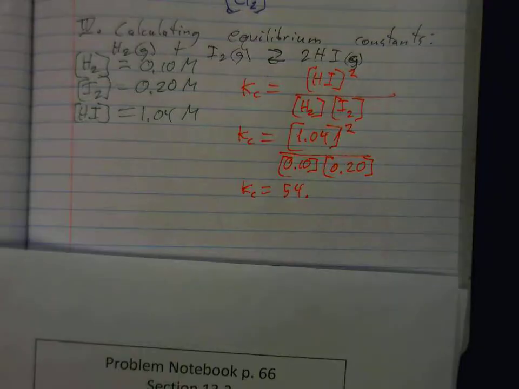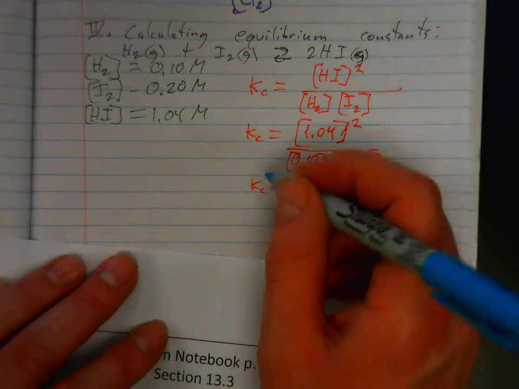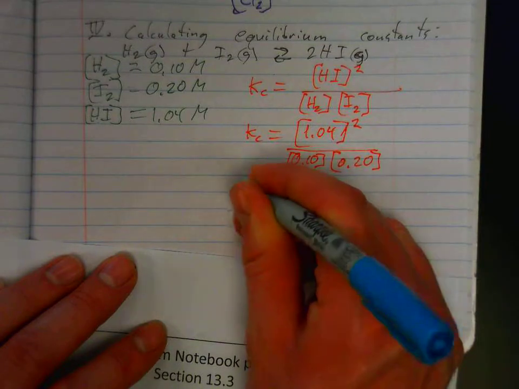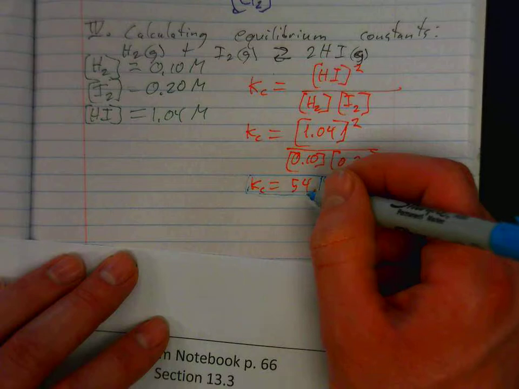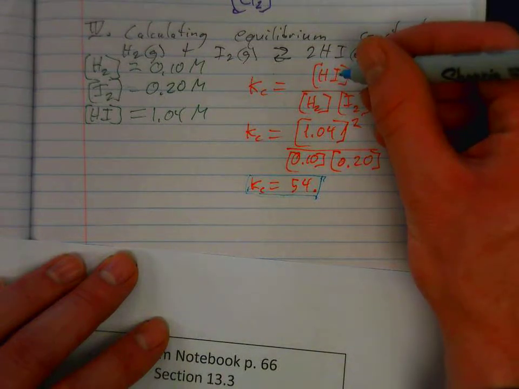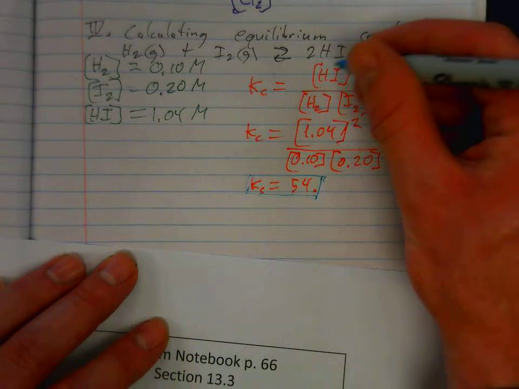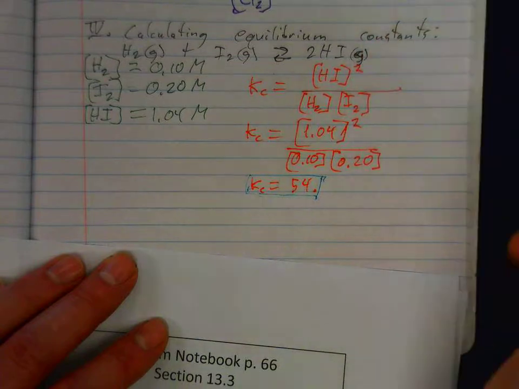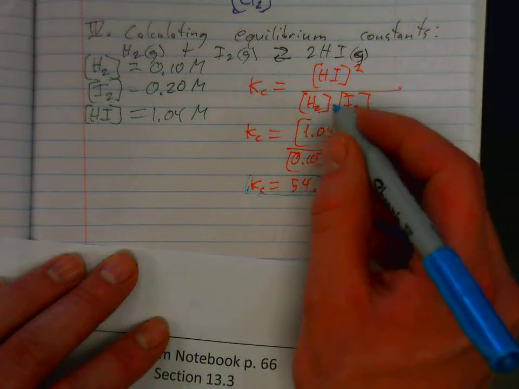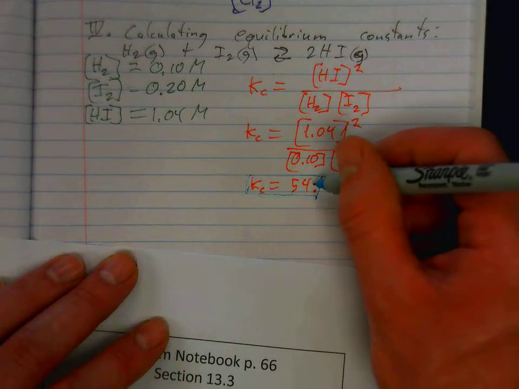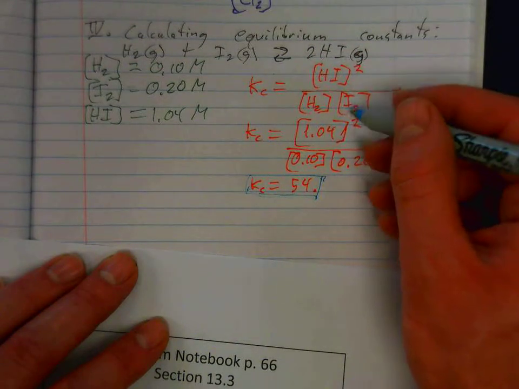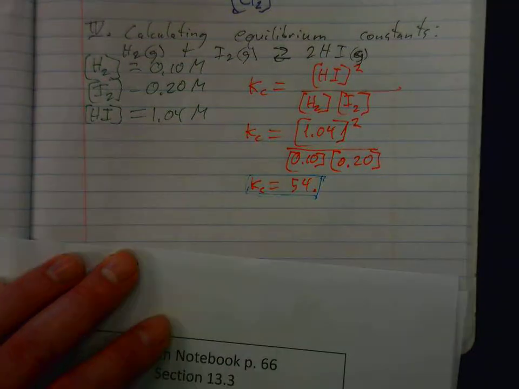Now, something to keep in mind is the meaning of these numbers. When this number is big, it means that the equilibrium is shifted towards the products, the right. When it is small, it's shifted towards the reactants. When it's around 1, that means it's evenly shifted in concentration.